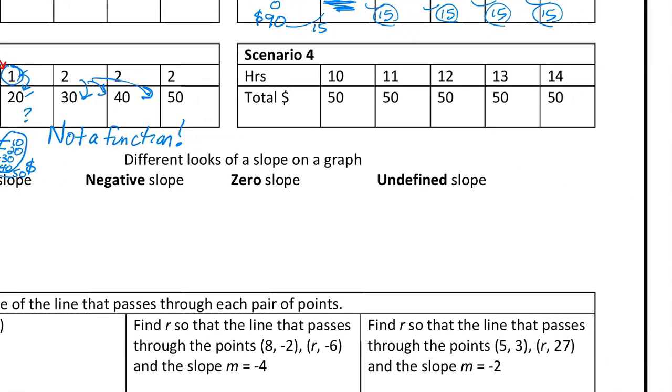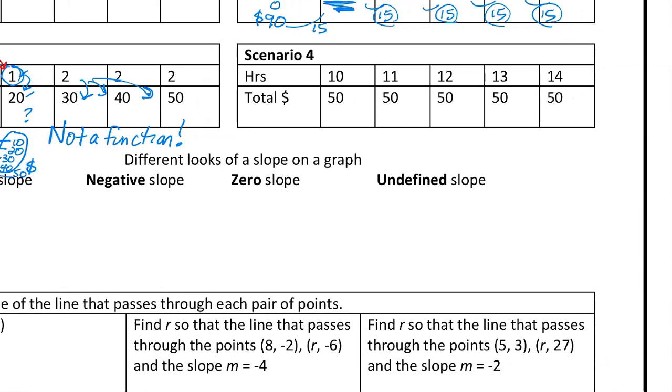Let's look at scenario 4. Scenario 4, after 10 hours, you have $50. After 11 hours, you have $50. After 12 hours, you have $50. So really, you're not making any money. Maybe you're not working right now. You're sleeping or something, doing math homework, but you're not making any money.